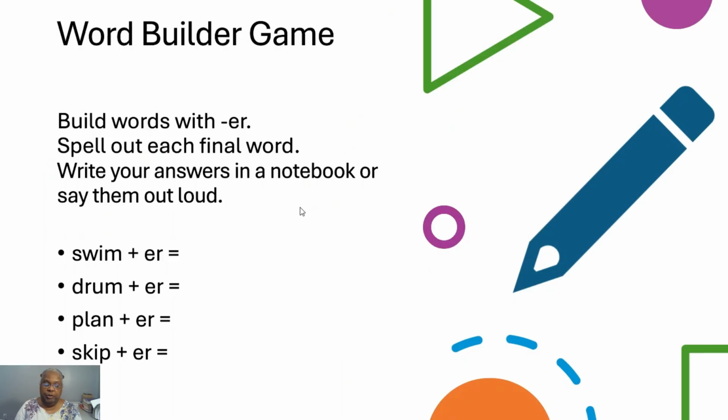Now it's your turn to build words. Use the rule you just learned. Think, does the word have one vowel and one consonant at the end? If yes, double it before adding ER. Spell out each final word. Write your answers in a notebook or say them out loud. Please pause the video to work at your own pace. The answer key will follow.